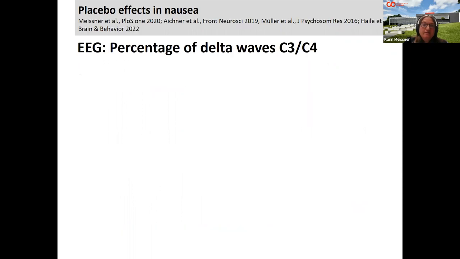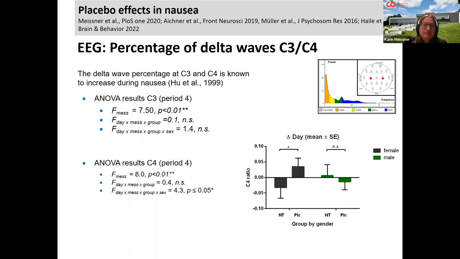Then we also looked at the level of the brain and did an EEG analysis. And also looked at a parameter which is known to reflect the intensity of nausea at the level of the brain. And here we saw the same pattern. So we could observe a reduction of the nausea-induced change in brain activity. However, again, only in females.